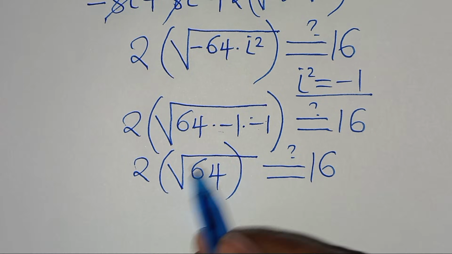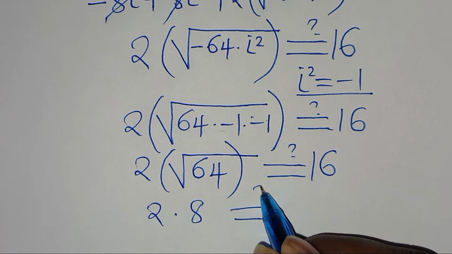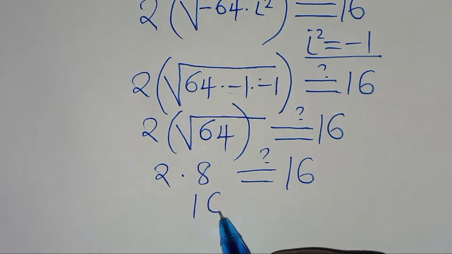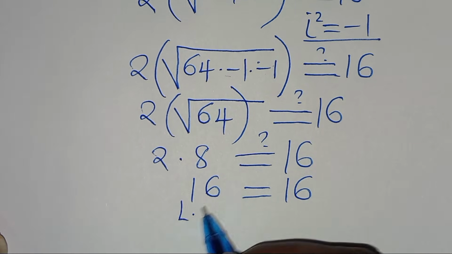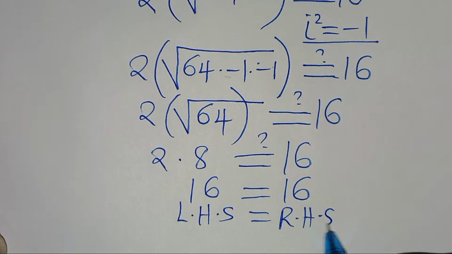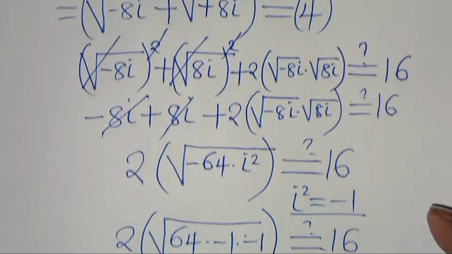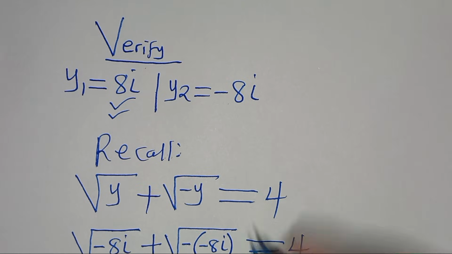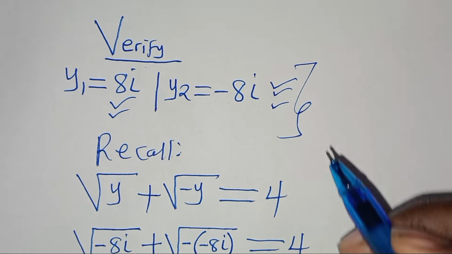So we have the square root of 64. This is 8. So we have 2 times 8. This is supposed to give us a value of 16. So 8 times 2, this is equal to 16. And this is equal to 16. So this implies that the left-hand side is equal to the right-hand side. And this implies that y2, which is equal to minus 8i, also satisfies the equation.